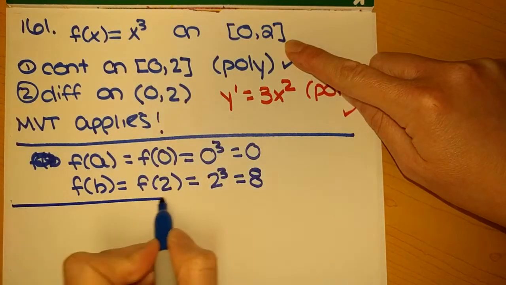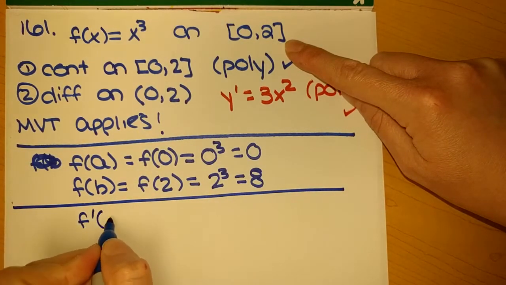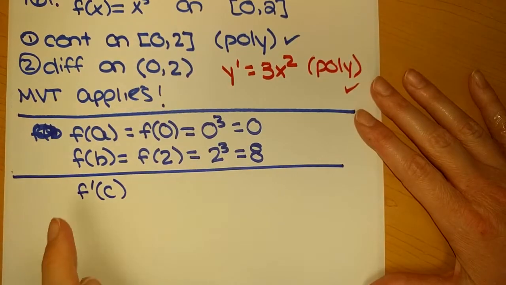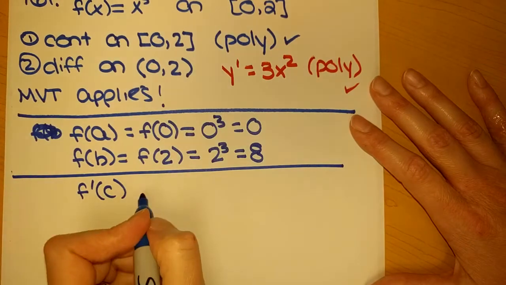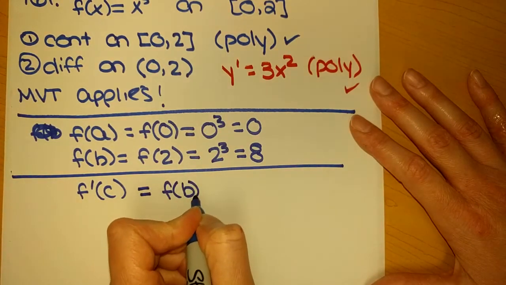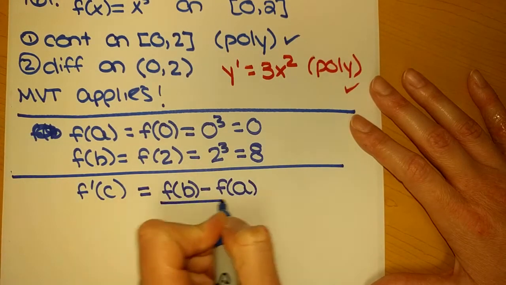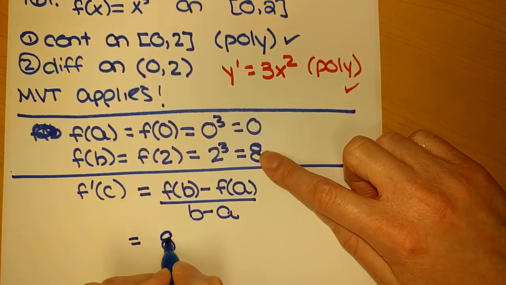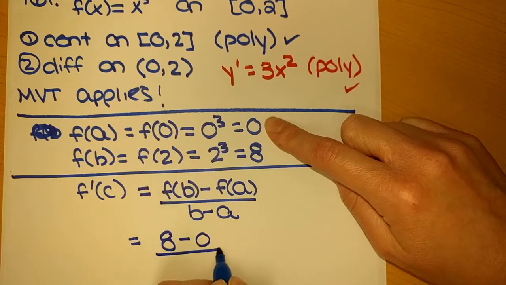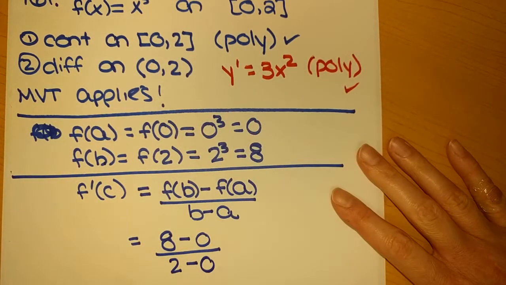All right, so then we need to plug into our conclusion, and our conclusion for the mean value theorem says that there is a c value for which f prime of c is equal to f of b minus f of a over b minus a. So my f of b is 8, my f of a is 0, over the b value, which is 2, minus the a value, which is 0.